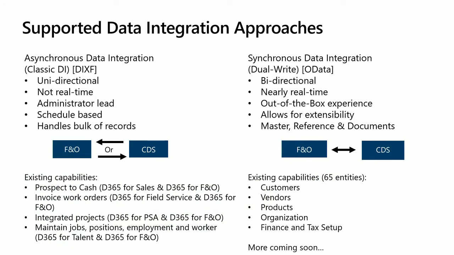So when we talk about making F&O data available on CDS, there are two approaches available today. One is the asynchronous data integration approach. This is the approach we released late last year. Internally, we call this classic DI. So if you are talking to any of your internal Microsoft teams, you may need to quote the name classic DI, so people understand it very well. Behind the scenes, it is using the DIXIF framework, and this is suitable for moving the data in one direction in bulk. This is going to be an administrator-led experience. This is not near real time, and again, it's going to be a scheduled job.